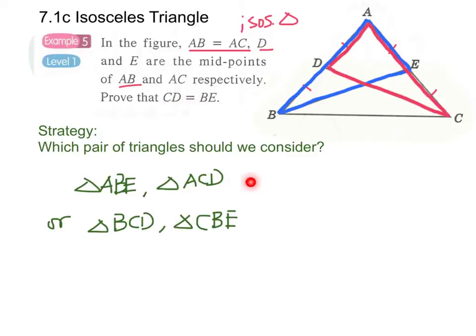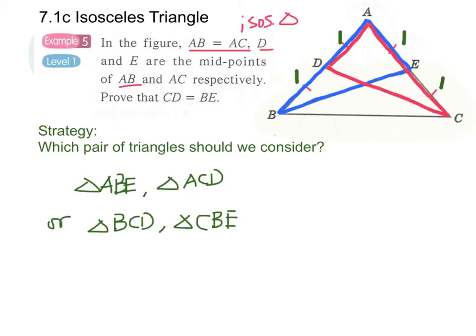Let's just consider the first pair first. ABE, the blue one, and ADC, the red one. Now you can see that these two triangles have two pairs of equal sides. For example, if this is one unit, then the blue triangle has a side of 2 units, and there is a corresponding side in the red triangle, AC. And for the blue one, we have a side of 1 unit, and for the red one, we have another side of 1 unit. So we now have two pairs of equal sides in these two triangles. And of course, the last sides, CD and BE, are the sides to be proved.